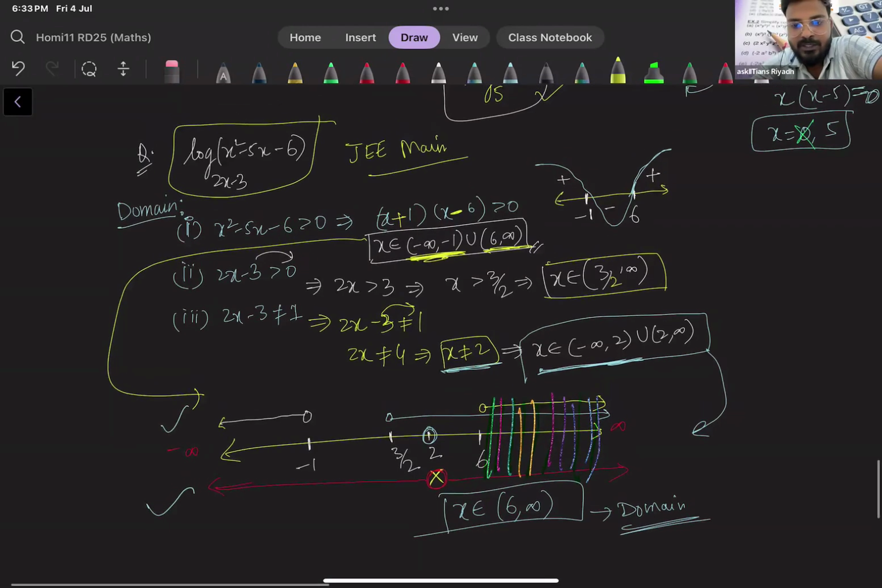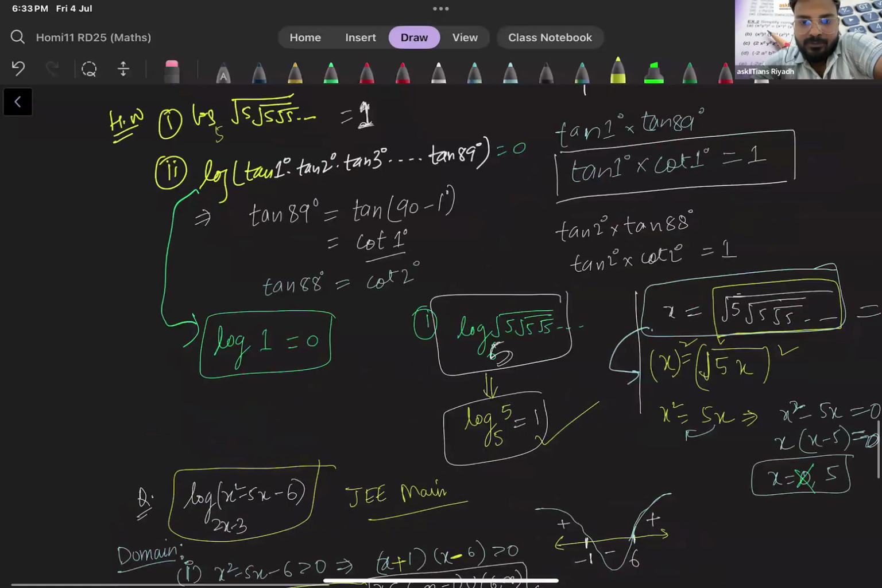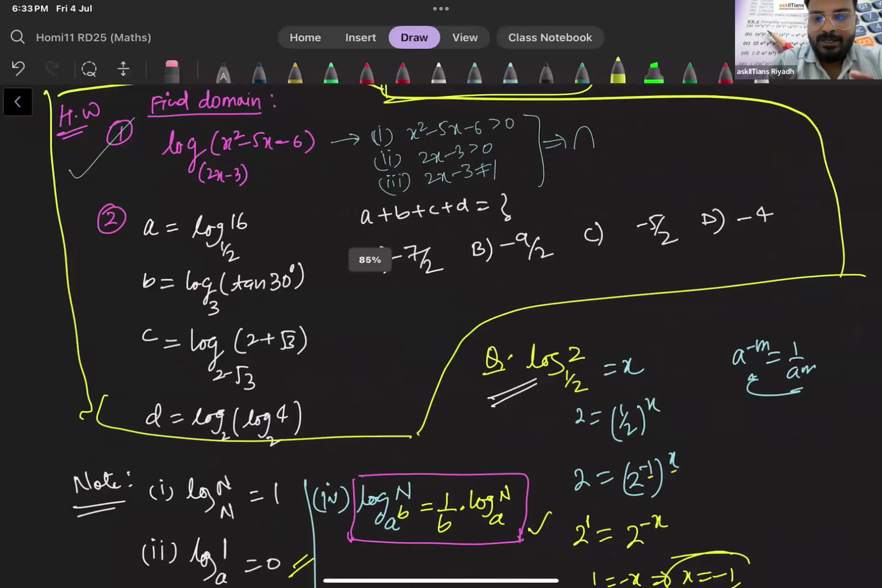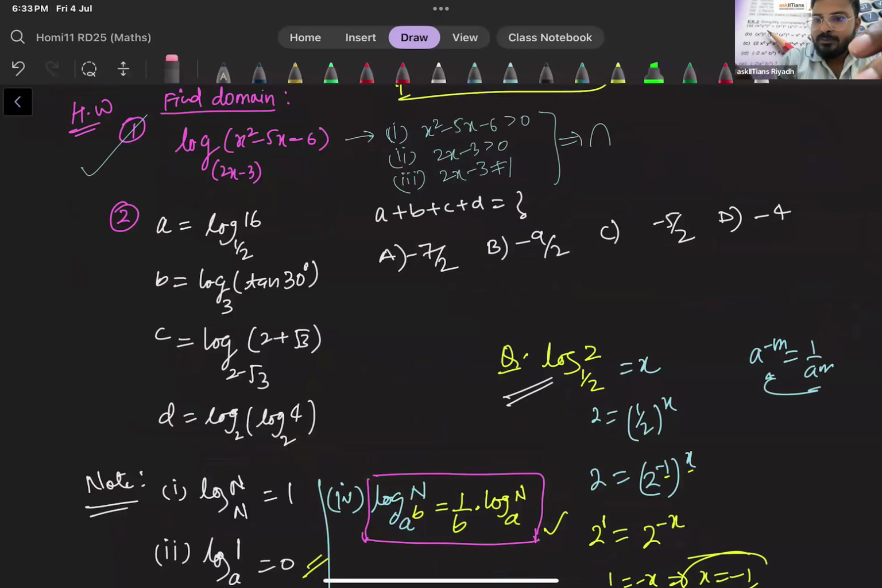Okay, so these questions you can get in JEE Mains and Advanced as well. Okay, now what else is there? One more question is there, guys. Second one, question number 2.